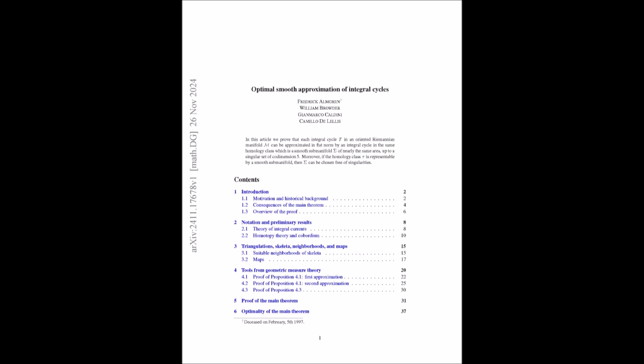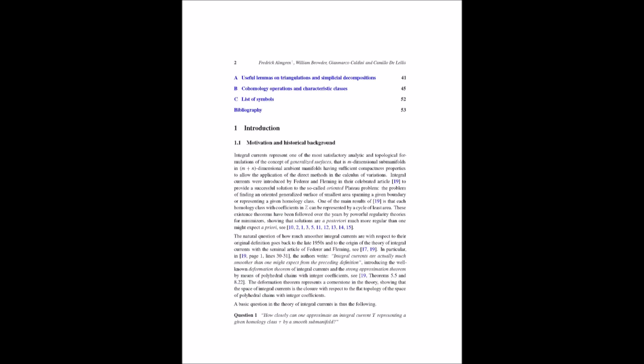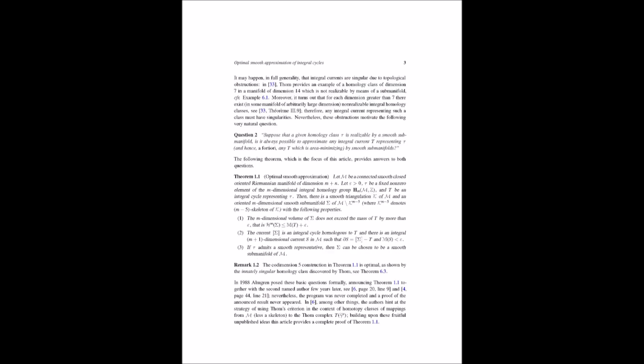So P is smooth almost everywhere except for regions close to the scaffolding. What happens next? The next ingenious step is to utilize the Thom construction. This powerful tool allows them to translate the geometric problem into a topological one, essentially mapping our space M onto a special space called the Thom space, and this map carries crucial information about the homology class of our integral cycle. Okay, I'm starting to see the picture here.